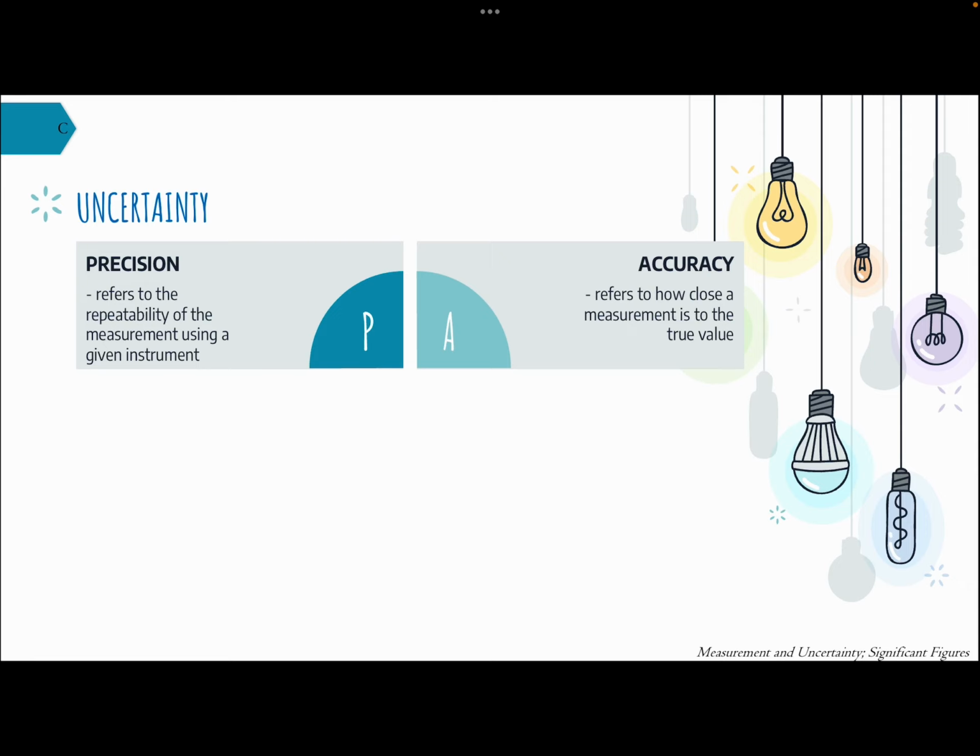When we say uncertainty, it is referred to as an error. And there are two important factors to consider while taking measurements. These are precision and accuracy. Precision refers to the repeatability of the measurement using a given instrument, while accuracy refers to how close a measurement is to its true value.